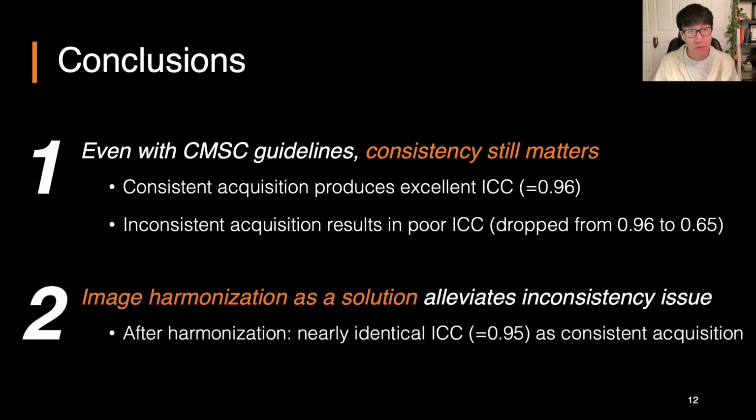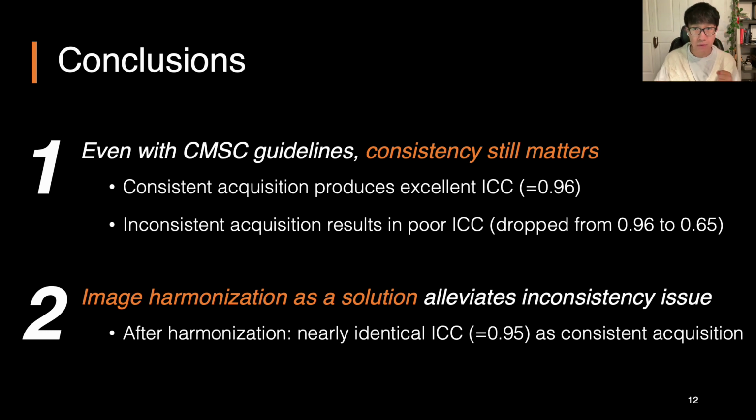And number 2, if you really cannot acquire data consistently, it's not the end of the world. Our experiments show that we can use image harmonization as a solution to alleviate this inconsistency issue. And after image harmonization, we can achieve nearly identical ICC as the best real-world scenario where we can acquire data consistently.